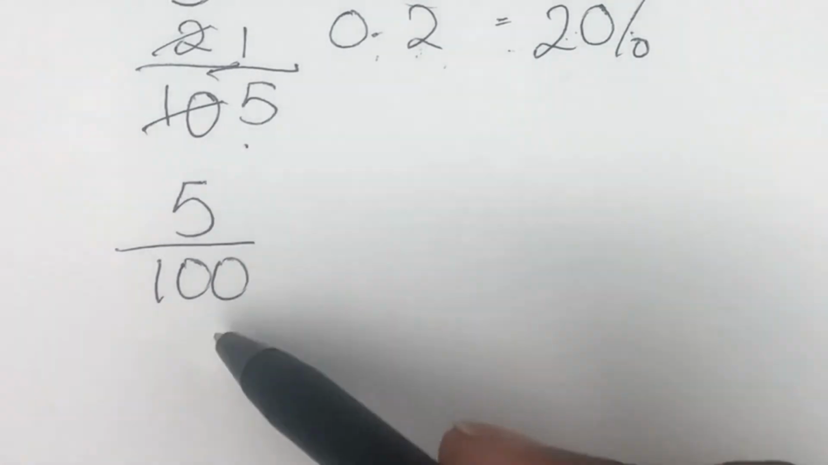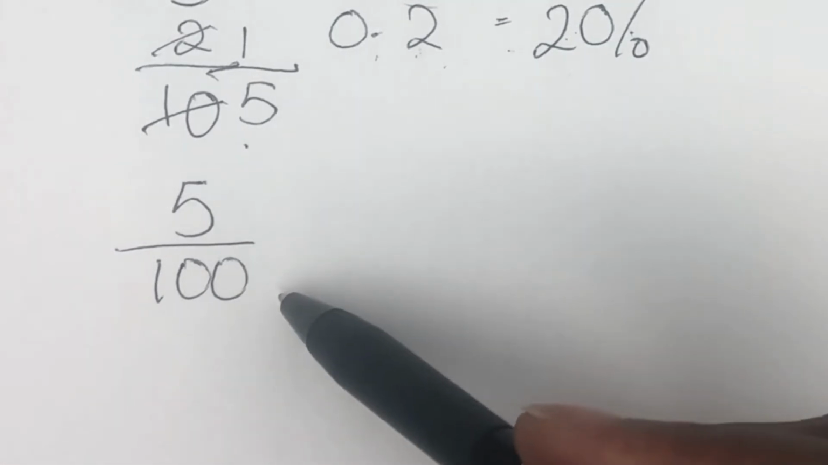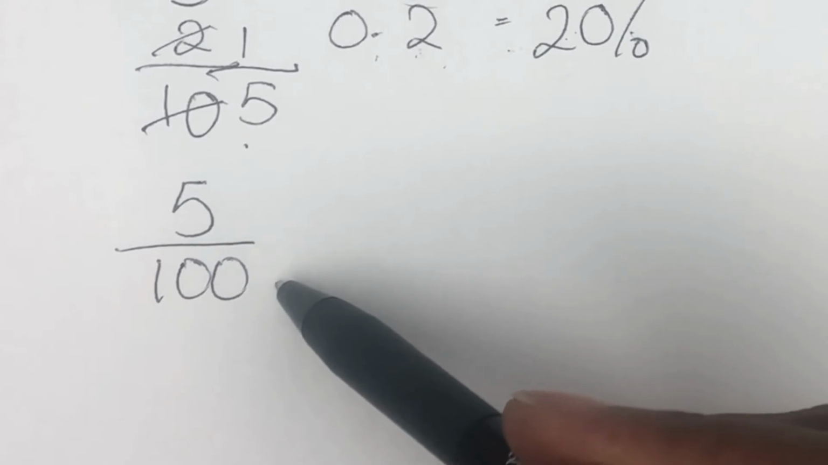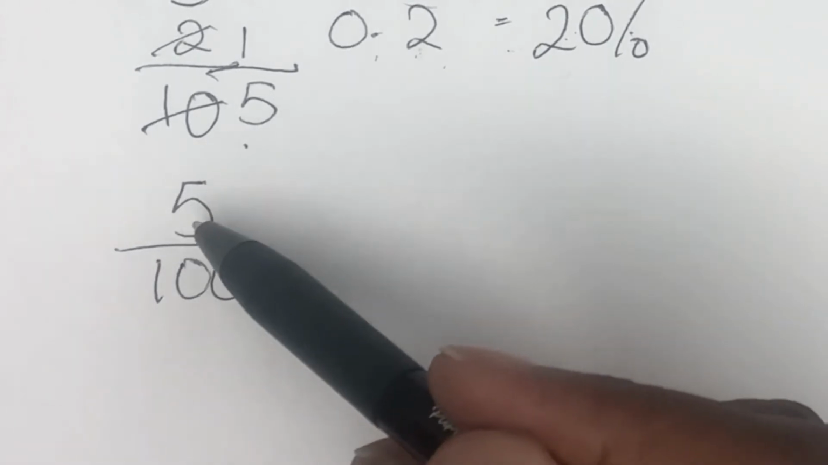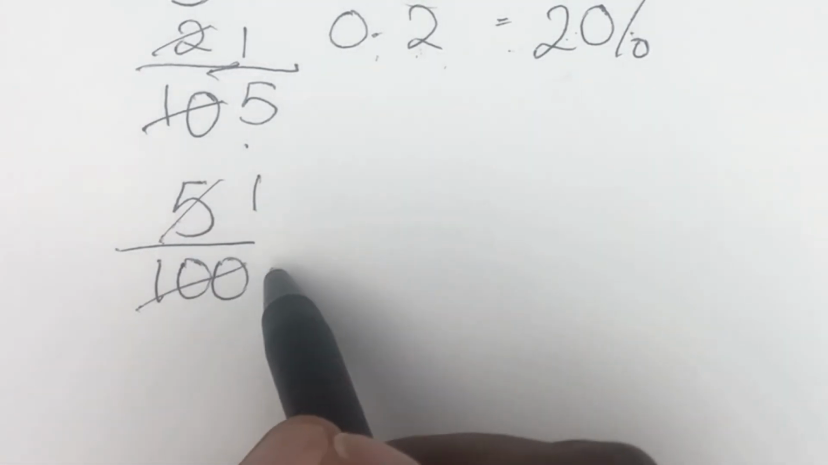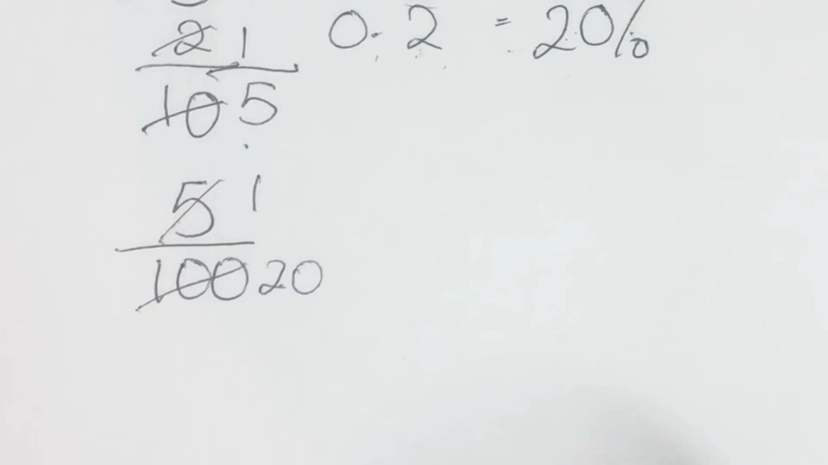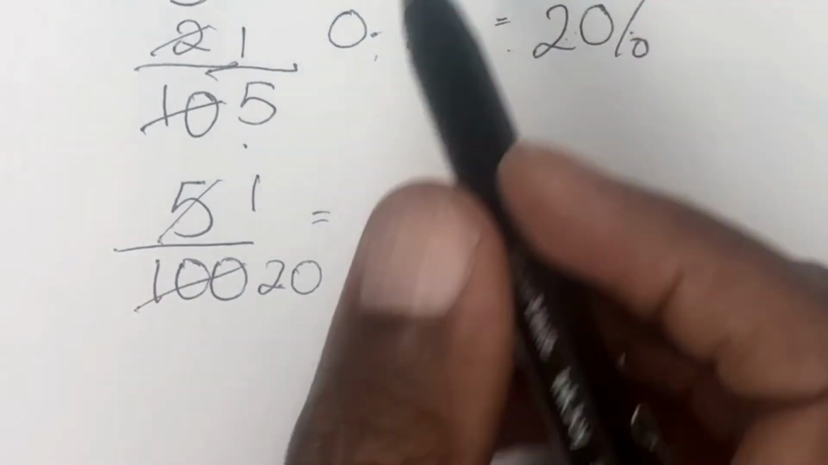We know that this can be reduced because in the 5 times table you have a 5, and you can go up to 100 in the 5 times table as well. So we are going to divide this by 5. So 5 goes into itself once. 5 goes into 100 20 times. Right? So that was that.